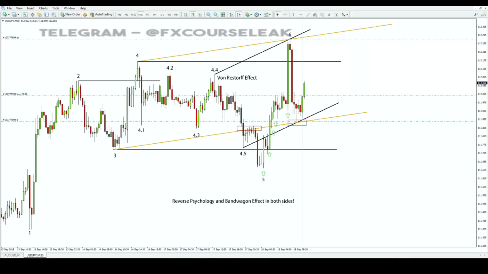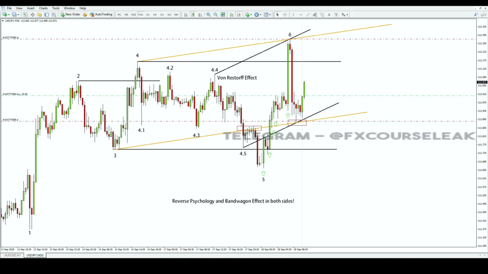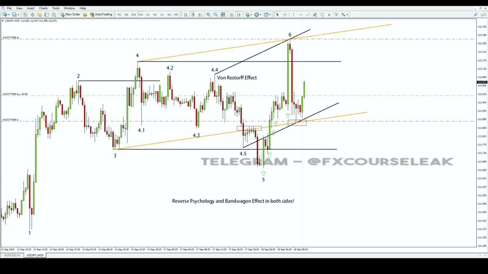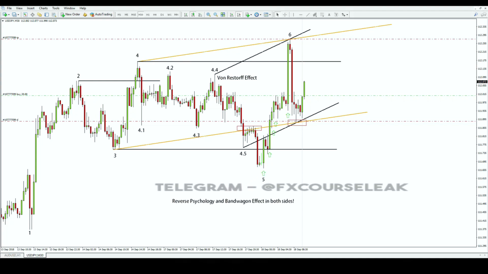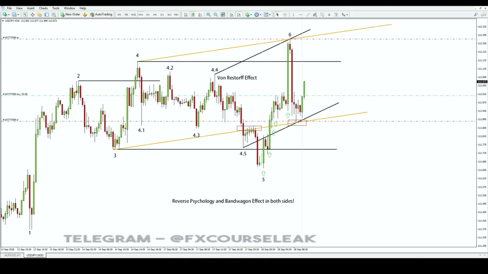In this lecture we are going to analyze a long trade in the USD yen. This example has a little bit of complexity involved in it, and it's not the easiest example of market manipulation you will find. The reason for that is the complex line work involved and the rather violent price behavior for both sides of the market. Without further ado, let's jump right into the analysis.